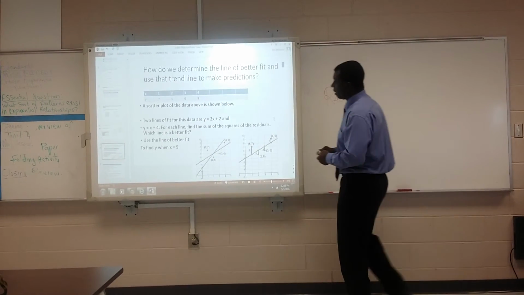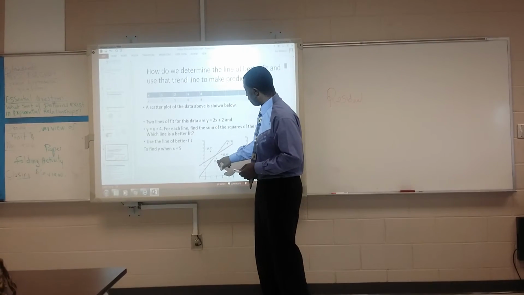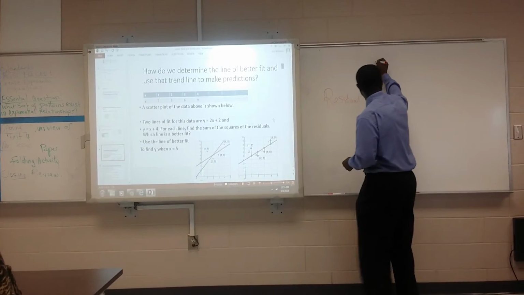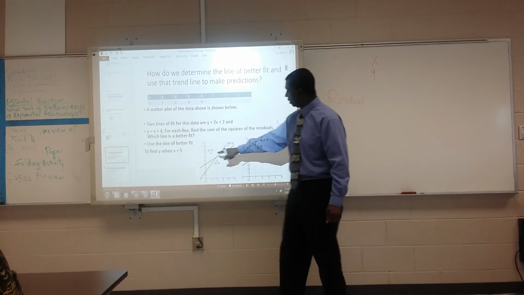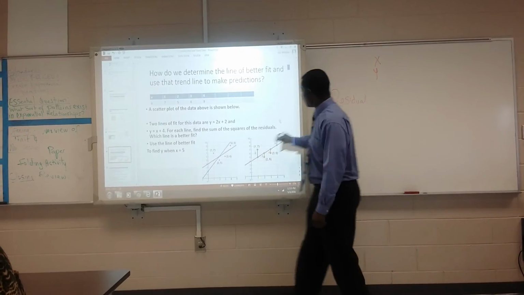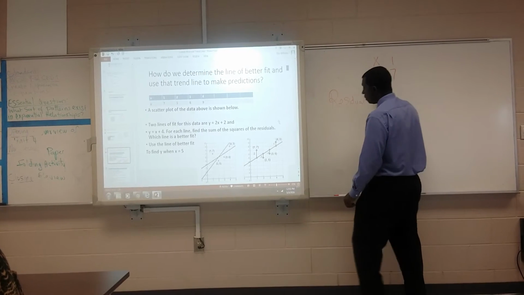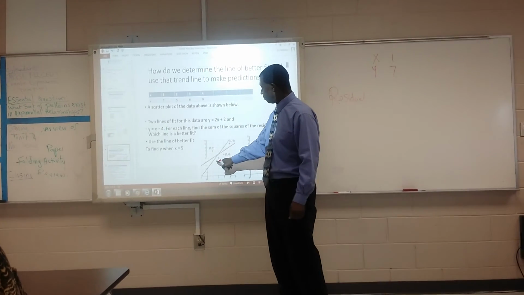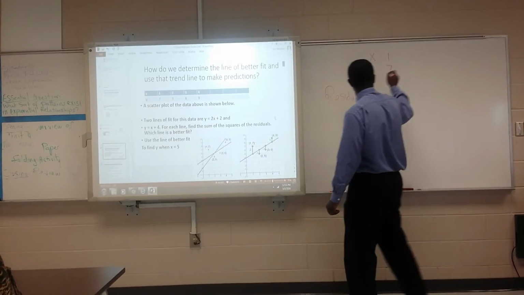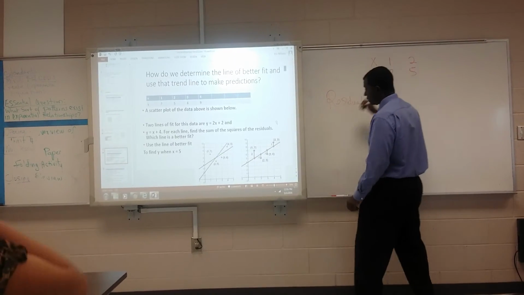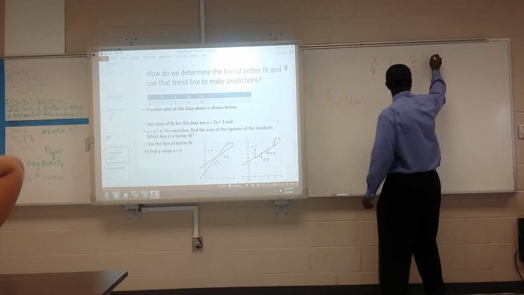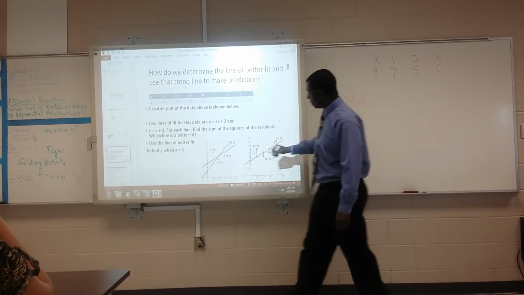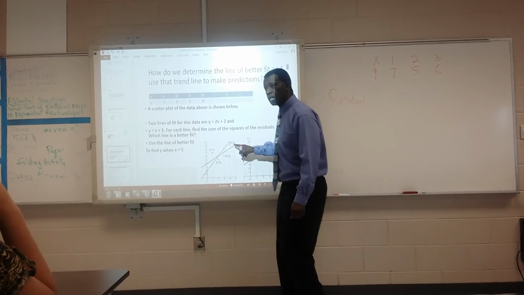So first, let's write down the coordinates of the point. So the coordinates of the point, we have x and y. So when x is 1, y is 7. For the second point, when x is 2, y is 5. For the third point, when x is 3, y is 6. And for the fourth point, when x is 4, y is 9.